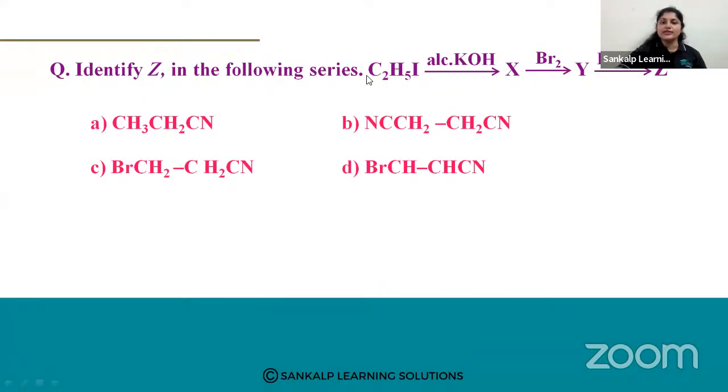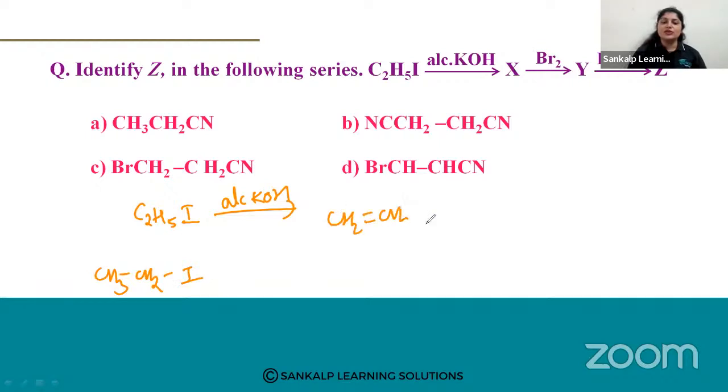Identify Z in the following series. Okay. So first, they have taken ethyl iodide, that is C2H5I. It is treated with alcoholic KOH. So if you treat it with alcoholic KOH, what is obtained? CH3, CH2 and I. It will form CH2 double bond CH2, right? How will it form CH2=CH2?